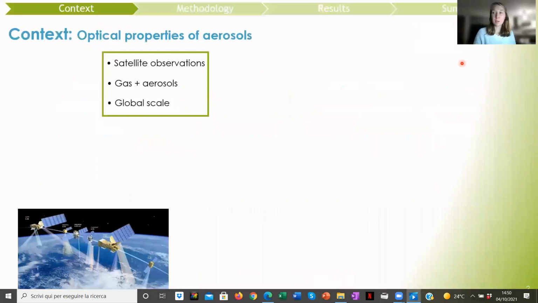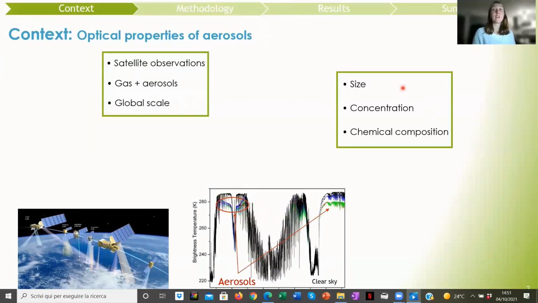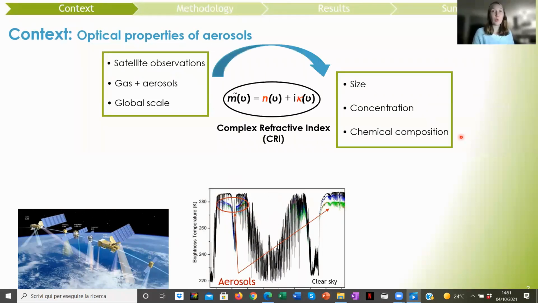So the atmosphere can be recorded using remote sensing and especially from satellite observation. With onboard spectrometers on satellites, it's possible to record gas and aerosol at the same time over a global scale. An example here, where we have a spectrum with the clear sky and a spectrum with the aerosol contribution. So there is a difference. It would be nice if, from this information, we could get the size of the particle, its concentration, and its chemical composition. But for that, we need an important physical parameter, which is the complex refractive index.